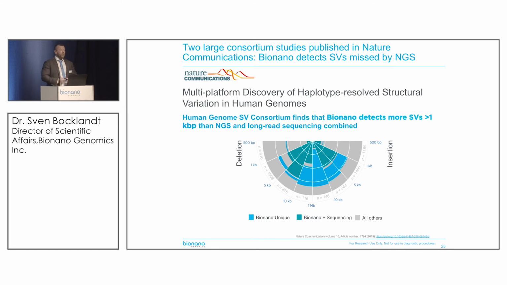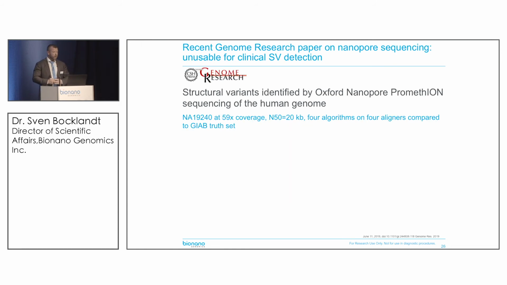Now, we get a lot of questions about nanopore sequencing as well. Long reads should be able to call these SVs quite well. So just this week, a paper came out in Genome Research from a group in Belgium where they looked at a reference genome at high coverage on their ProMethION and a read length of 20 kb. In comparison, ours is about 300 kb and 50. And because there's no good standard, they used 4 different SV calling algorithms on 4 different aligners.